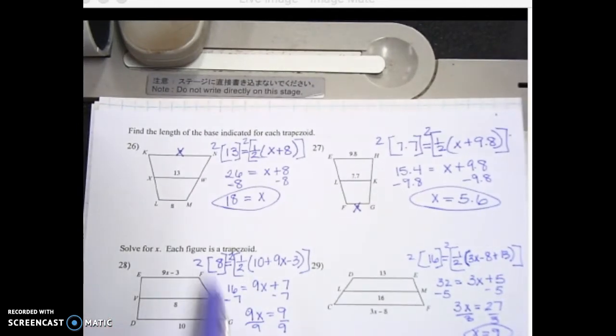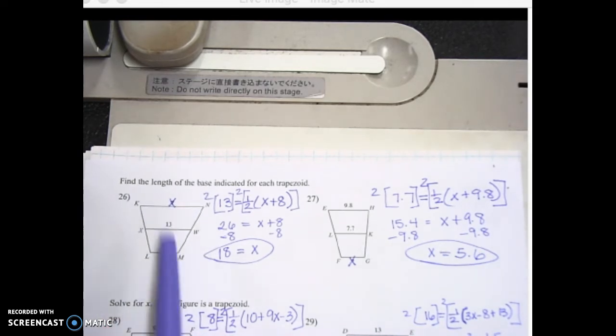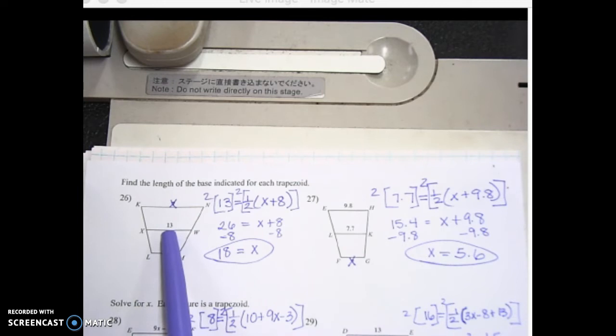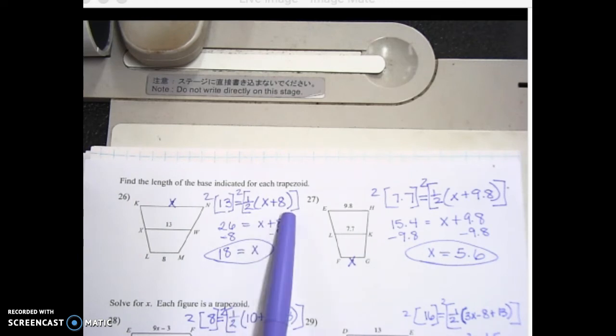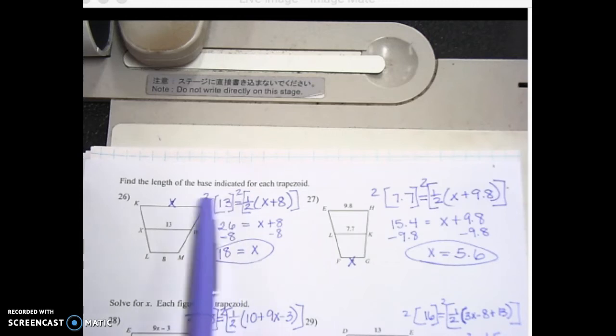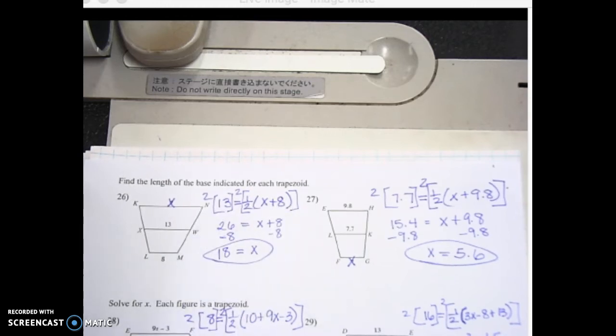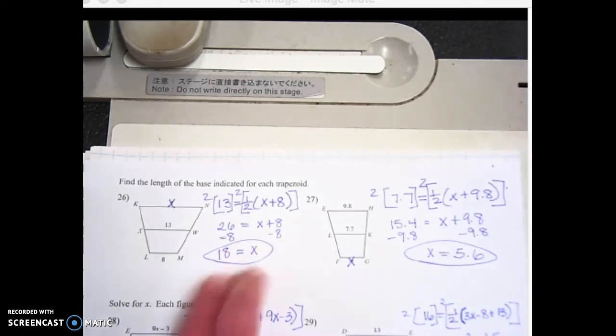Turn to page 4. Top of page 4. Same thing, but now we're going to throw in a little bit of algebra. So I changed the question mark to an x, and I set that mid-segment equal to half of the two bases added together. The inverse operation of multiplying by 1/2 is multiplying by 2. So I started by multiplying by 2, and that frees up my equation to not have any fractions in it. So you should have 26 equals x plus 8. Then the inverse operation is to subtract 8, and you should get 18.